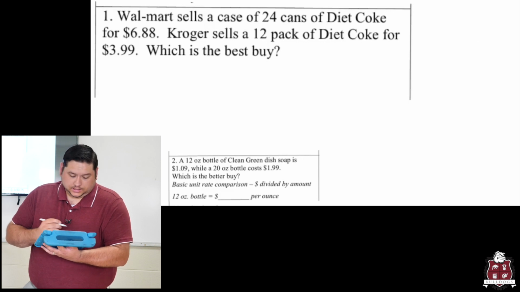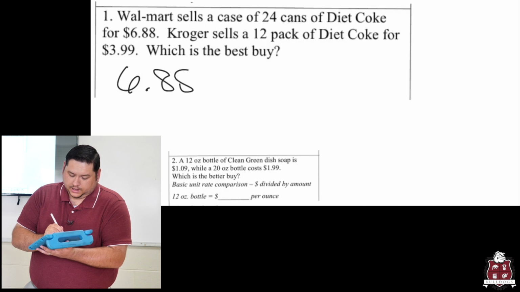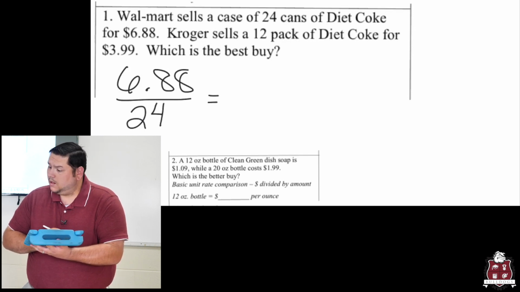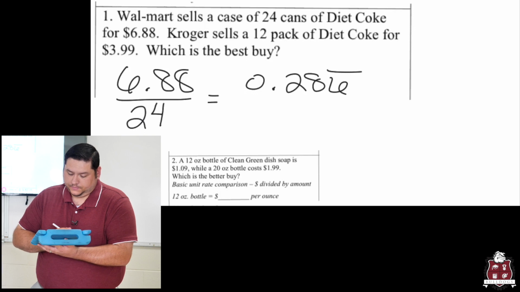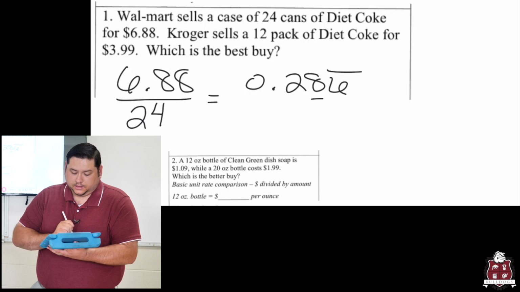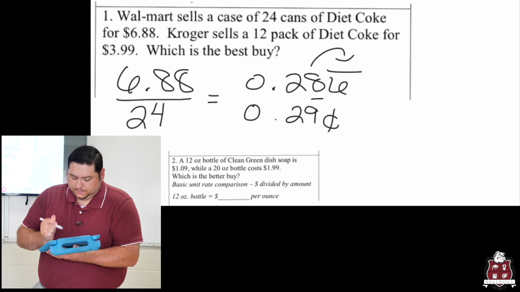All right, guys, let's look at these problems. Let's look at the first one. I've got a 24-pack at Walmart that cost me $6.88. I'm going to divide $6.88 by 24, and I get 0.286 repeating. Again, because we're dealing with money, we're going to stop in the hundredths place and look at that 8. When I look behind it, the 6 tells it to round up. So if I go to Walmart, I'm going to pay 29 cents a can.